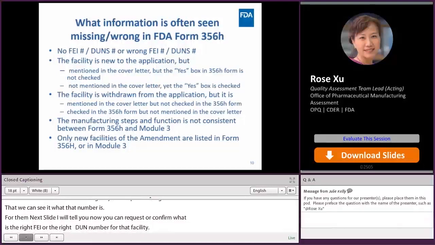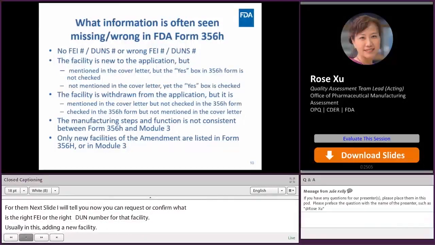So there's two ways they do. They either mention in the cover letter that there's a new facility added, but they never really check the yes box in the 356H form. Or the other way is that in the cover letter, they never mention that there's a new facility added, but when we review the 356H form, we find that the yes box is checked.